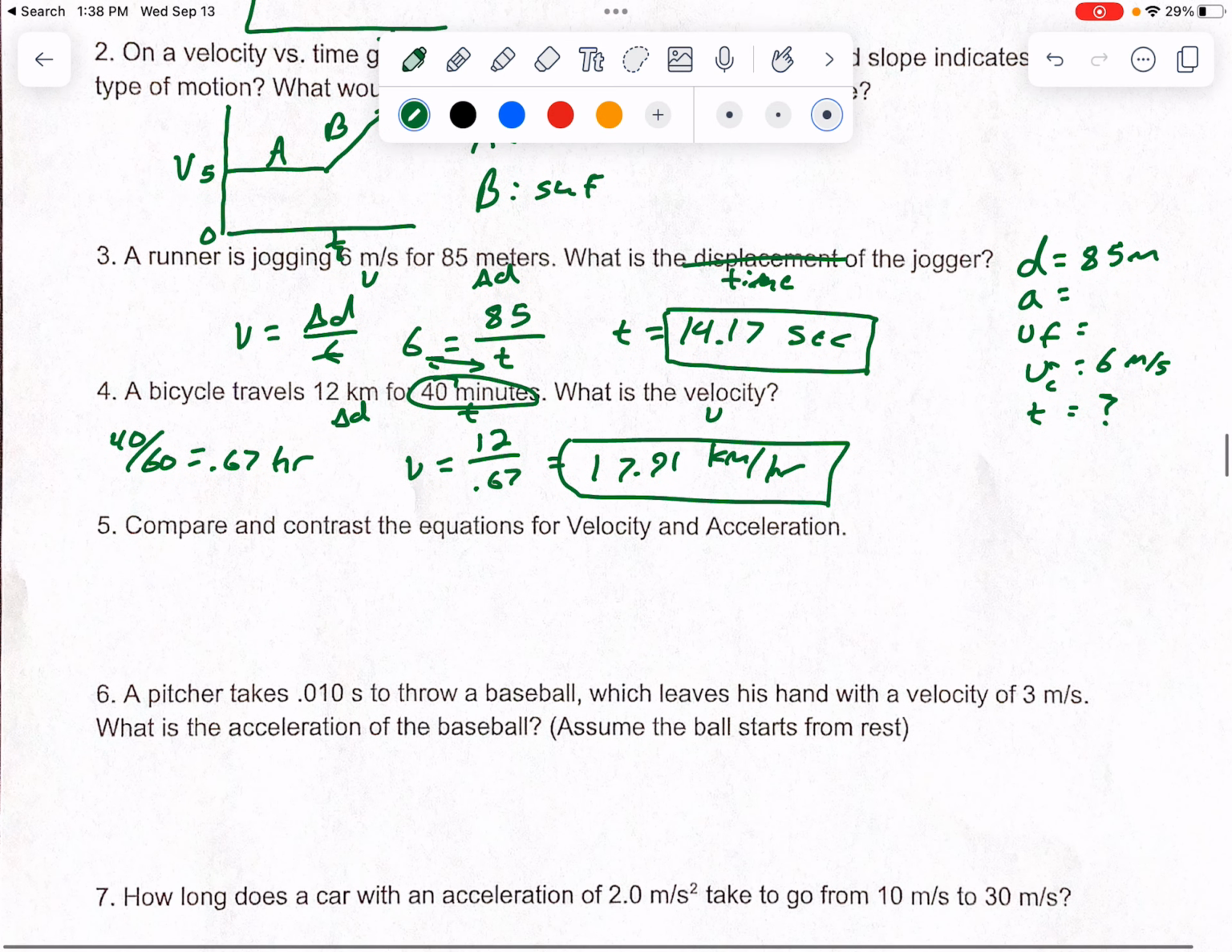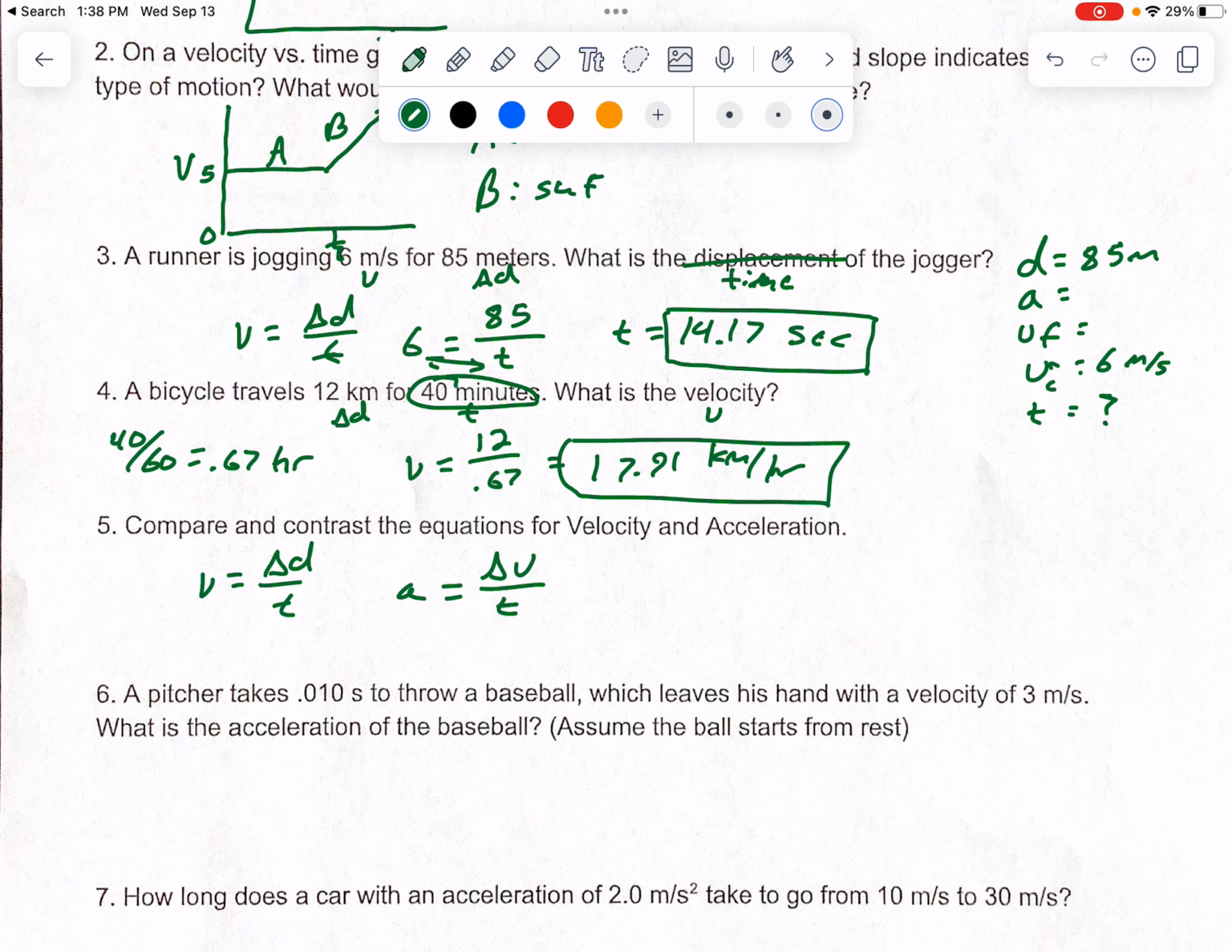5, compare and contrast the equations for velocity and acceleration. So the velocity equation is V equals D over T, and acceleration is change in V over T. Okay, so first, they both use time. So they both need that time, so that's something they have in common.